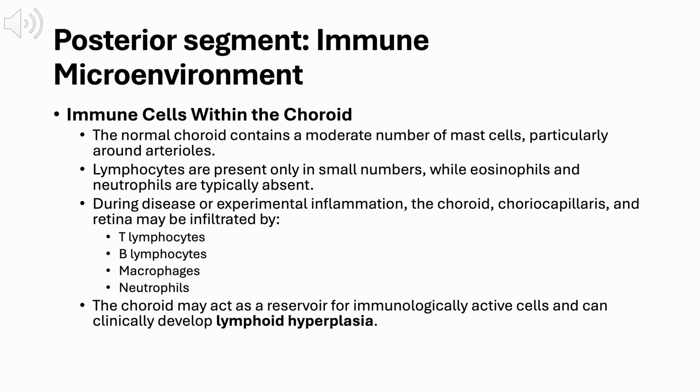During pathologic or experimental inflammation, the choroid, choriocapillaris, and even the retina can be infiltrated by a full inflammatory cast: T lymphocytes, B lymphocytes, macrophages, and neutrophils. This capacity to recruit heavily is why the choroid can act as a reservoir for immunologically active cells, and clinically it can even develop lymphoid hyperplasia. So the choroid is quiet at rest, but has enormous inflammatory potential in reserve. That perivascular mast cell location I mentioned turns out to play a role in how inflammation spreads, which we'll cover next along with cytokine regulation.